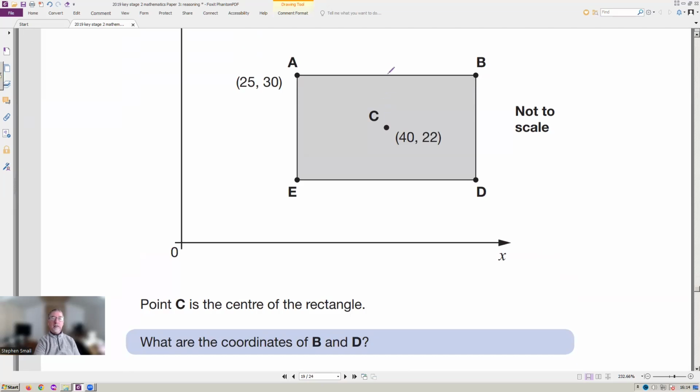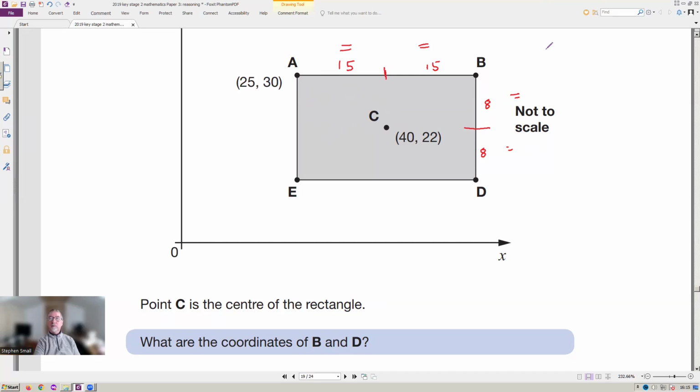Well, if this is the center, then we've got equal amounts here and here. And we've also got, again, equal amounts there and there. Okay, so let's work out these distances. That was 25, and then to get to the center, it's 40. So 25 from 40, this distance here is 15. So that must be 15. And this height of A is 30, and yet the C point is 22, which is 8 less. So this is 8 there, and this is 8 there.